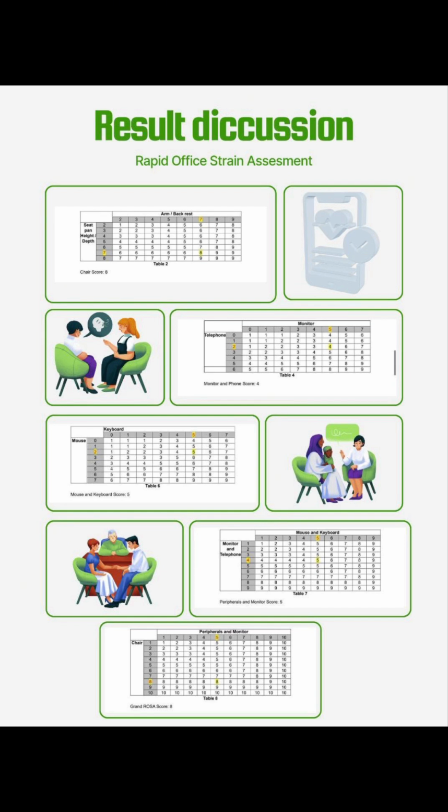Peripherals and monitor integration. We then examined the alignment between input devices and visual display. The peripherals and monitor score was 5, again indicating moderate risk. This highlights the need for better coordination between monitor, keyboard, and mouse placement to reduce awkward postures.